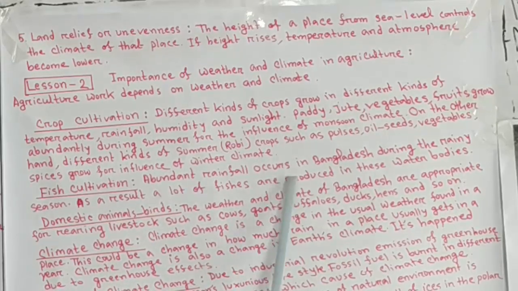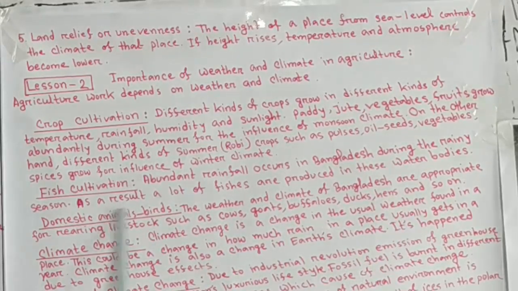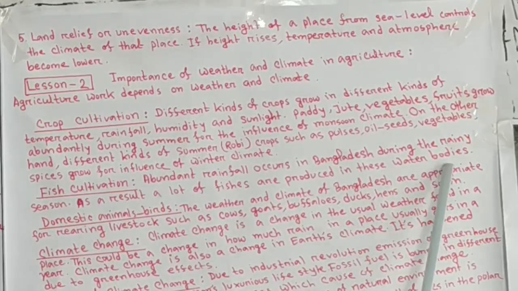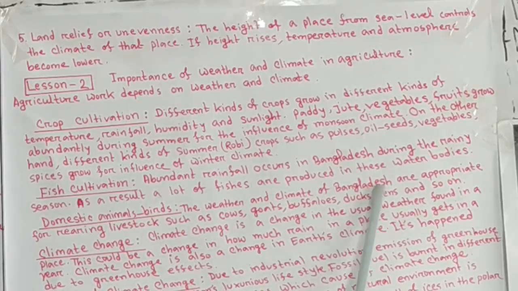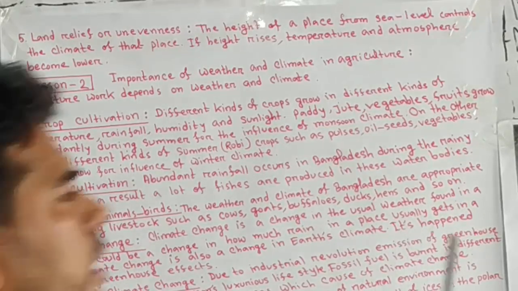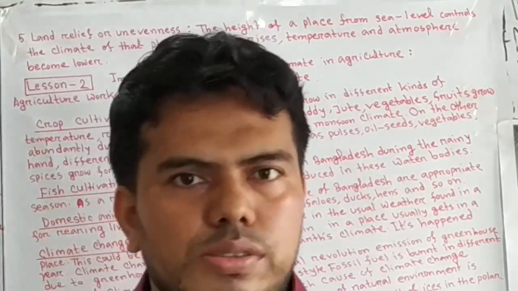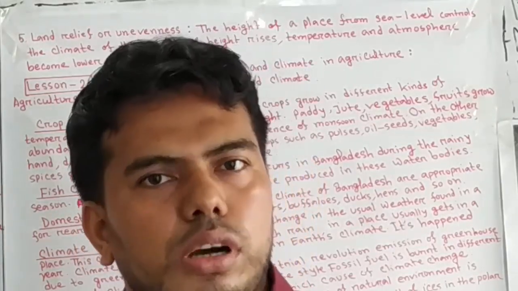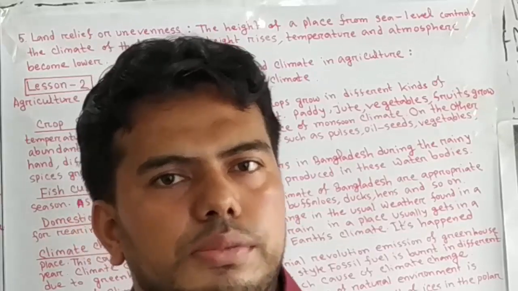Fish cultivation. Abundant rainfall occurs in Bangladesh during the rainy season. As a result, a lot of fish are produced in these water bodies. Next one is domestic animals and birds. The weather and climate of Bangladesh are appropriate for rearing livestock. We can rear cows, goats, ducks and other animals as our weather is appropriate.